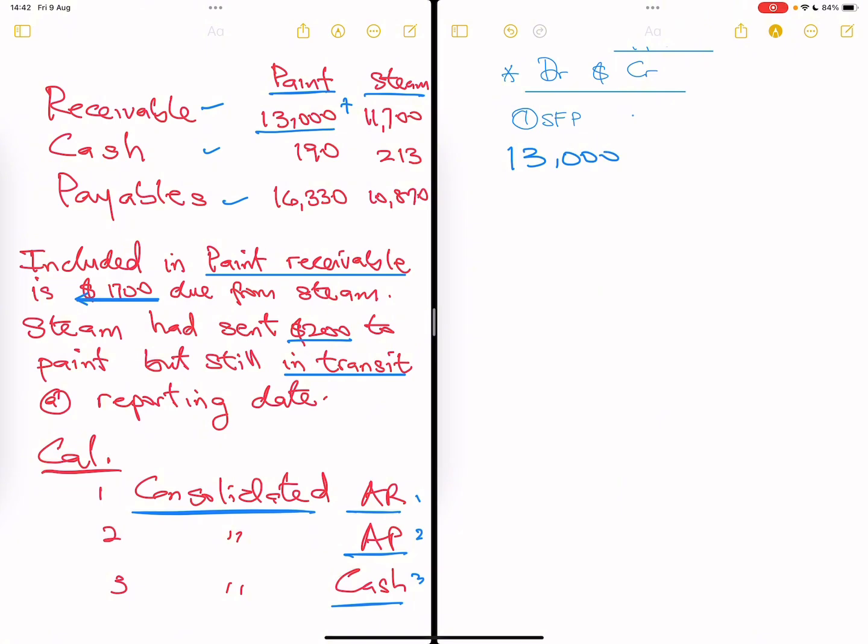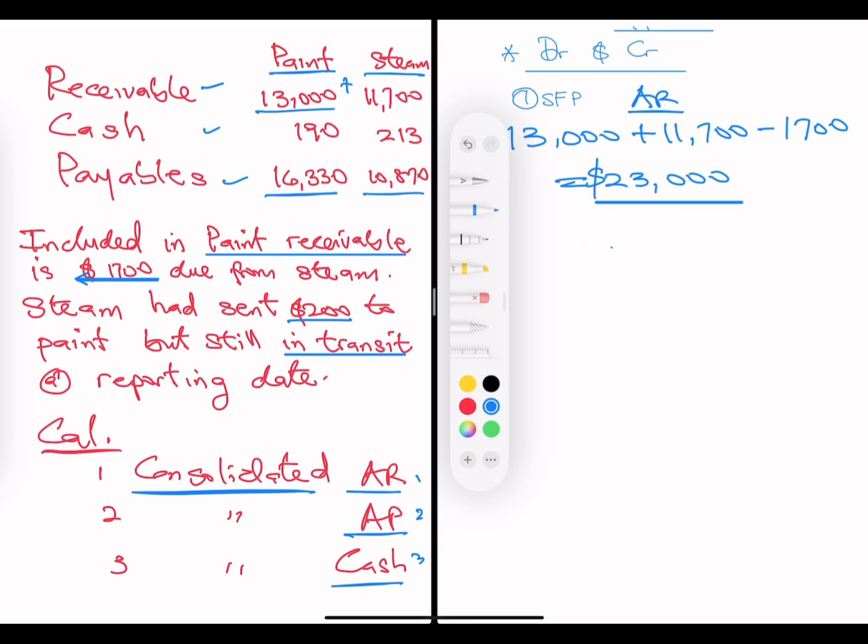So we want to do account receivable first, which is 13,000 plus 11,700. However, we need to eliminate this 1,700 because it's a related party transaction. So we'll do minus 1,700, and that will give us the group figure. The second question says consolidated account payable. So we need to check what the group account payable balance should be.